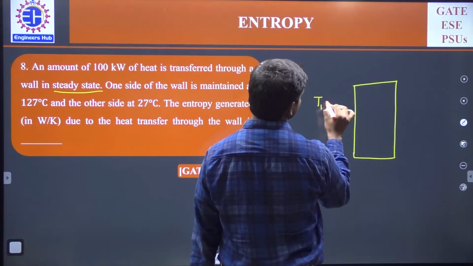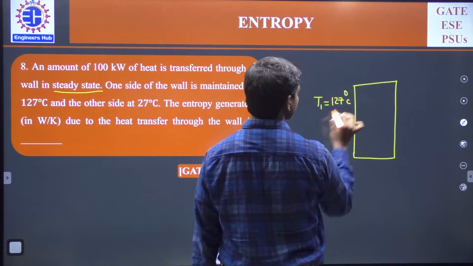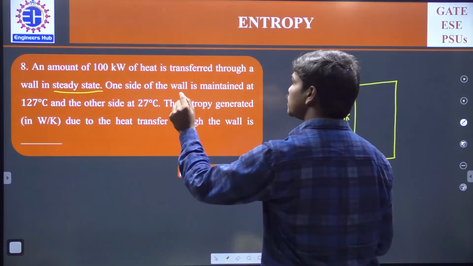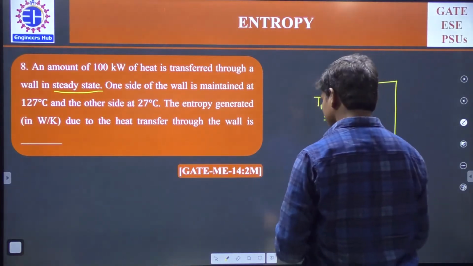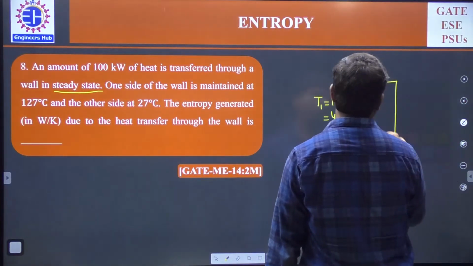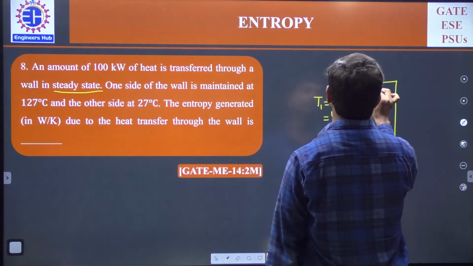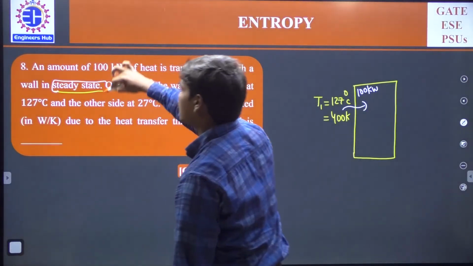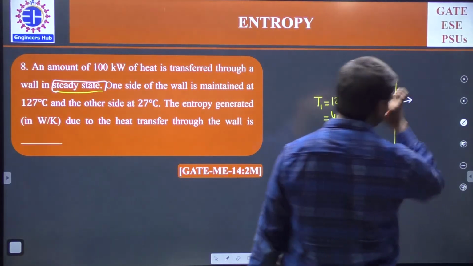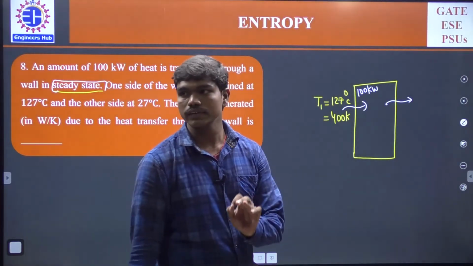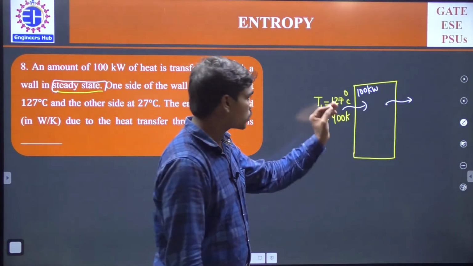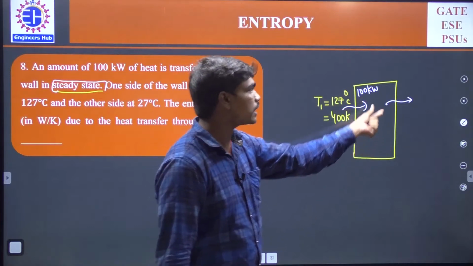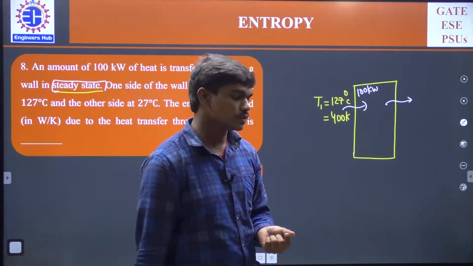So T1 is equal to 127 degrees centigrade, which in the absolute scale of temperatures is 400 Kelvin. Now 100 kilowatts of heat is transferred through the wall. So let us assume this is 100 kilowatts of heat that is flowing in. Now see carefully, it's given this wall is in steady state. If I ask you what's the amount of heat that should come out, what is your answer? If 100 kilowatts of heat is going in, and this wall is at steady state, then how much heat should come out?